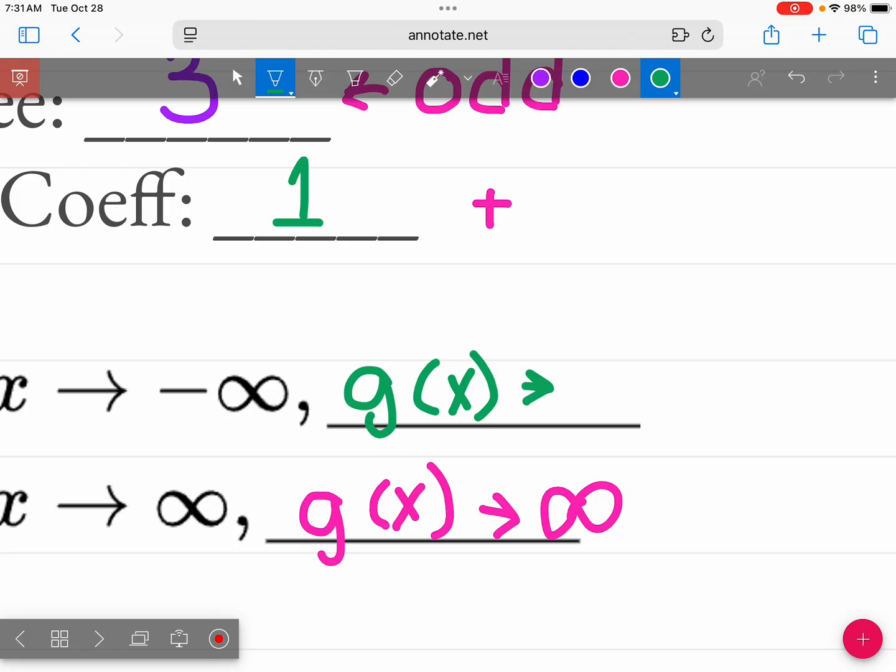So if we know our right arrow points up, what's going to happen with our left arrow? It's going to go down, because odds go in an opposite direction. Odd ducks go to the disco.